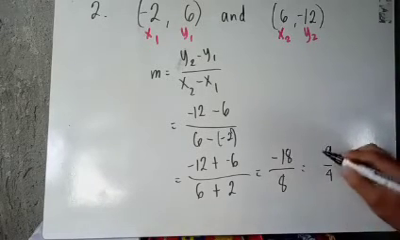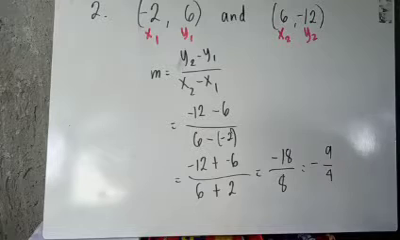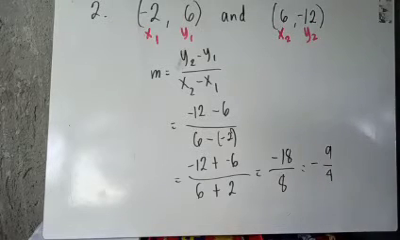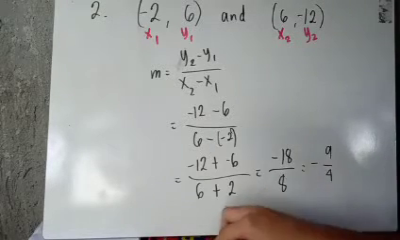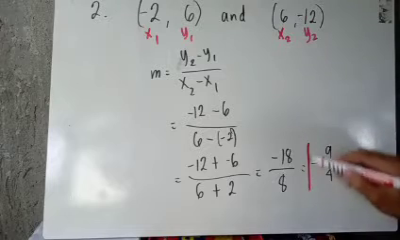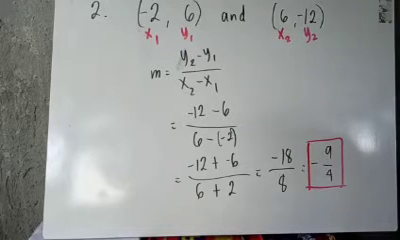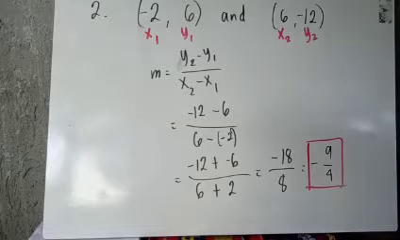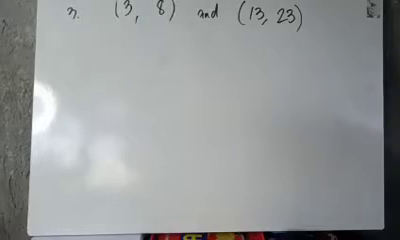And then, isa lang yung negative. So, we just put a negative sign here. So, our slope of a line is negative 9 over 4. That is the answer. Okay? So, next example tayo. Okay, we have another example.